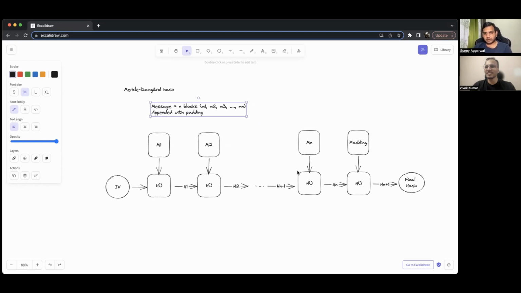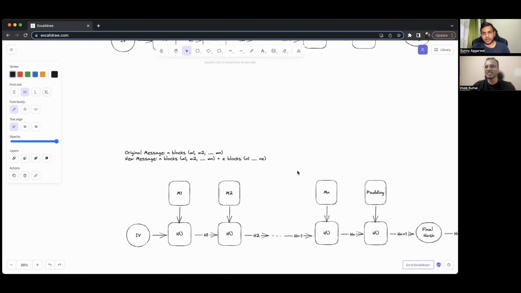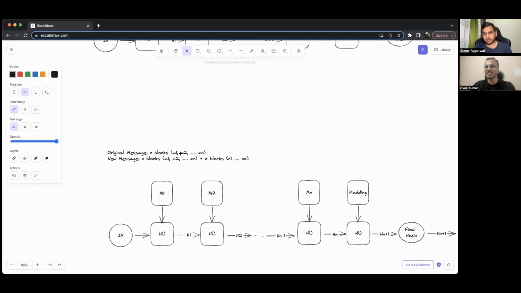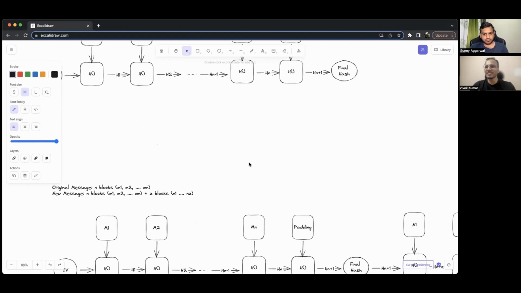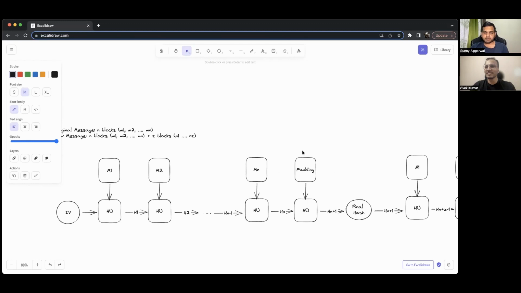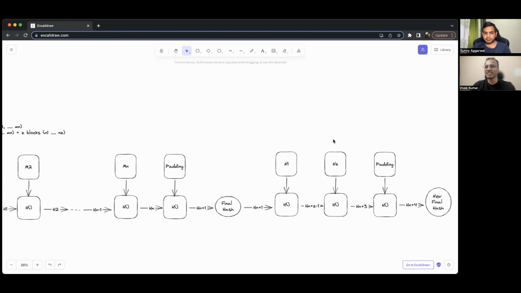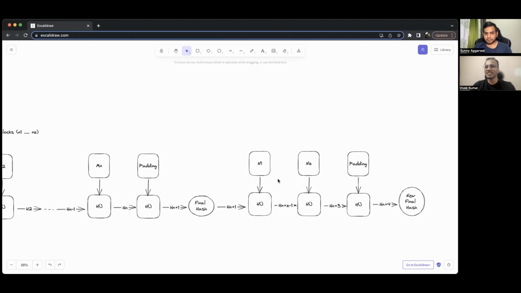Now, in this specific case of a length extension attack, the original message is of n blocks, M1, M2, and so on till Mn. The new message will be of n blocks plus z blocks of the new message. The hash generation for the message M is taken care of the way we did it over here, and the final hash which was generated will be passed as an input to the internal hash function with the message block of the new message.